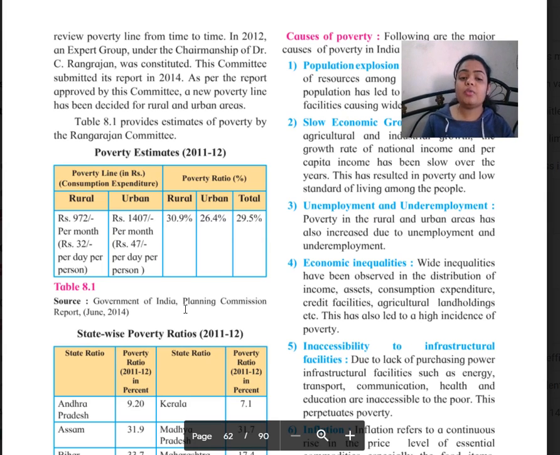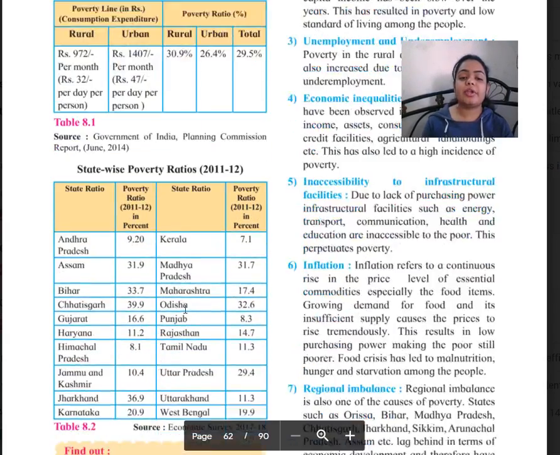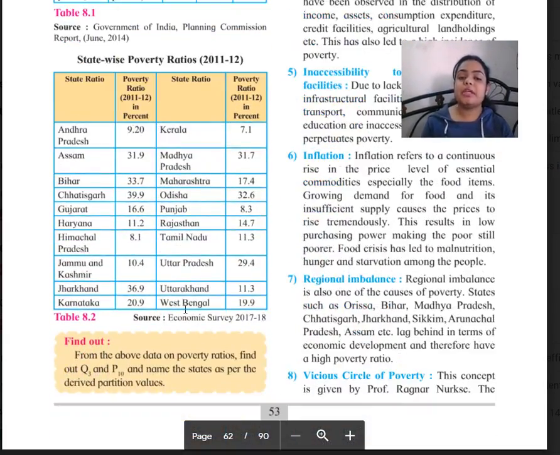And now we shall be seeing the estimate of the state-wise poverty ratio. We are seeing that it is different in different states depending upon the population of each state. So right from Andhra Pradesh till West Bengal, they have covered all of them.